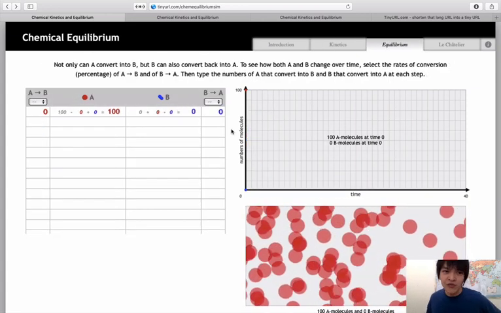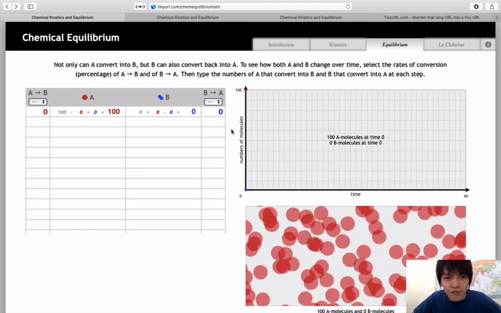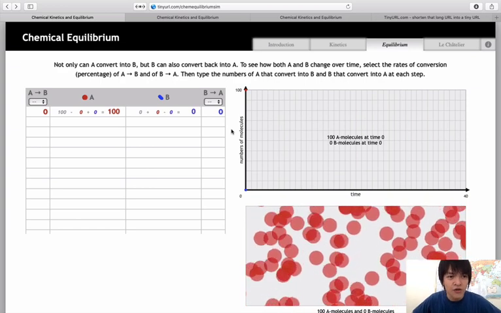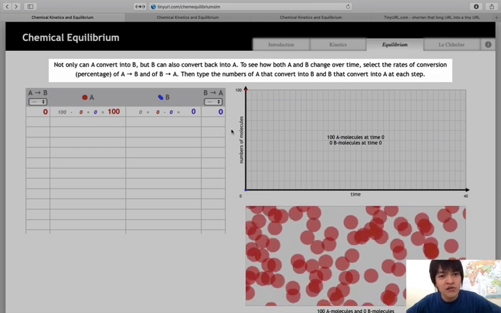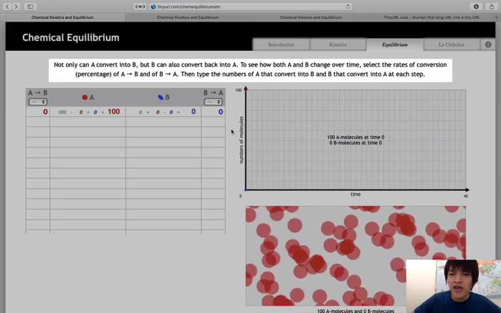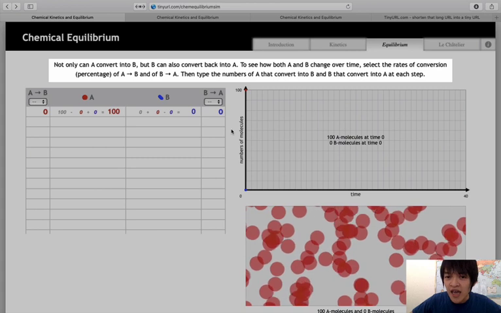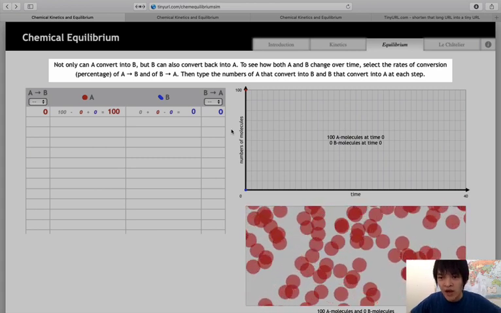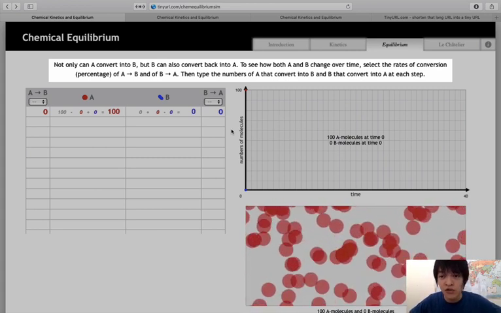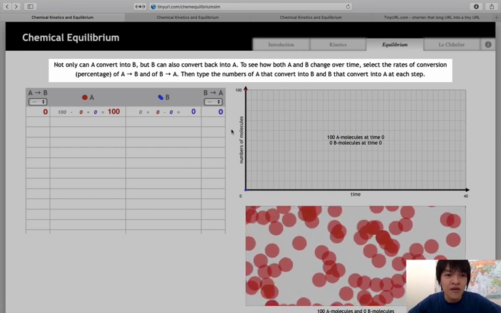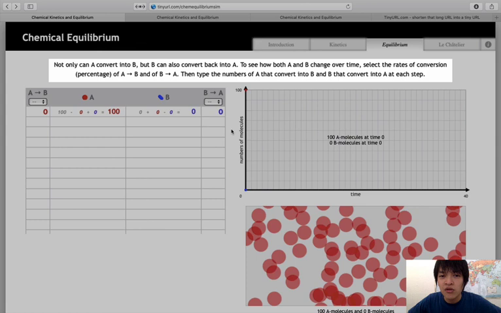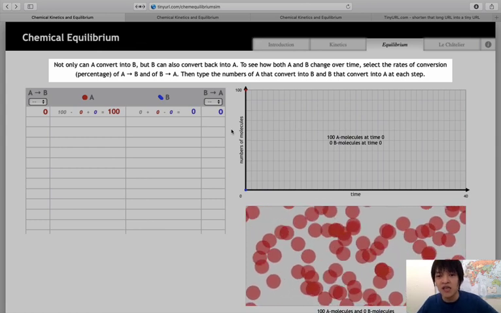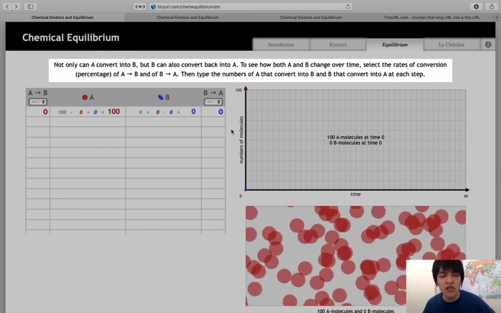Alright, now we're at the equilibrium simulation. I'm just going to go ahead and read that little blurb real quick. Not only can A convert to B, but B can also convert back to A. To see how both A and B change over time, select the rate of conversion, or percentage, of A to B and of B to A. Then type the numbers of A that convert to B and B that convert to A into each step.